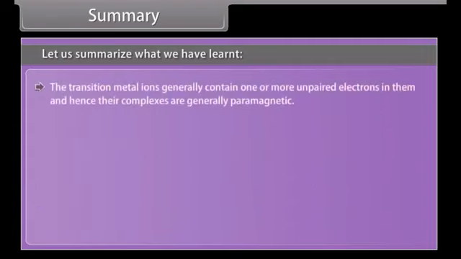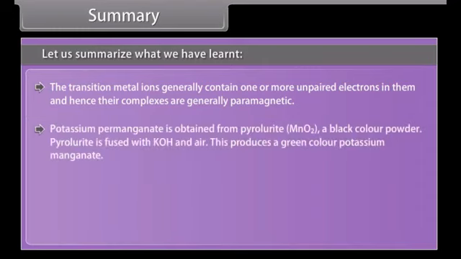The transition metal ions generally contain one or more unpaired electrons in them, and hence their complexes are generally paramagnetic. Potassium permanganate is obtained from pyrolusite, a black color powder. Pyrolusite is fused with KOH and air. This produces a green color potassium manganate.